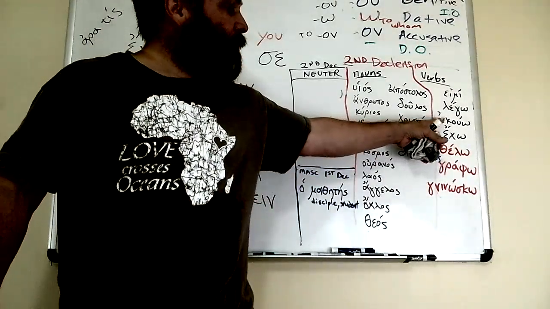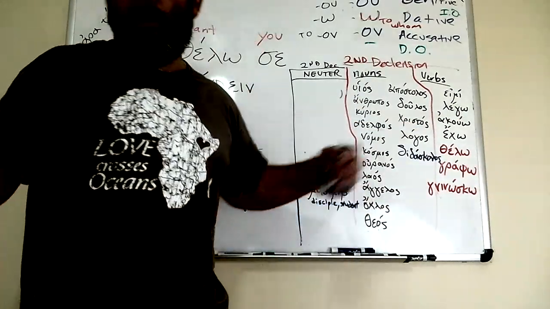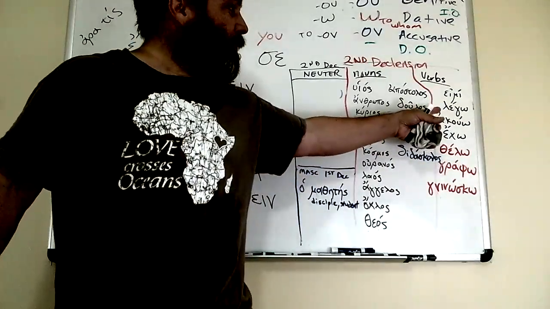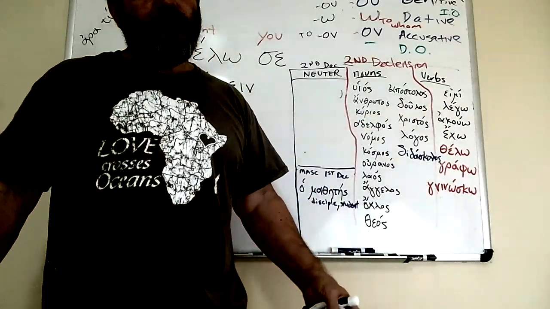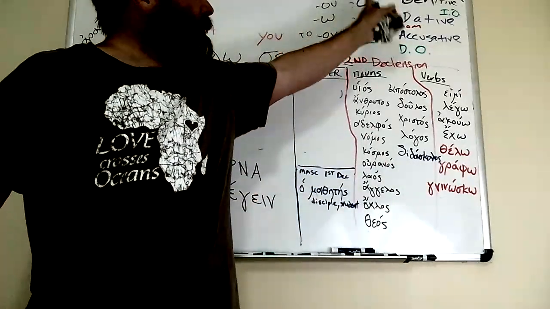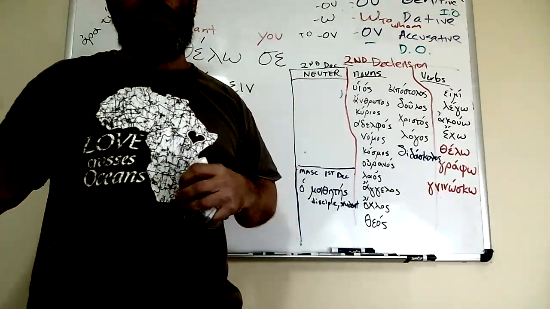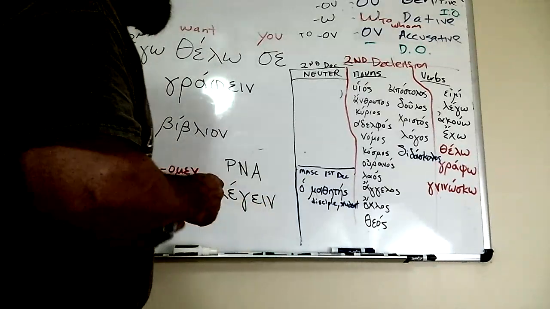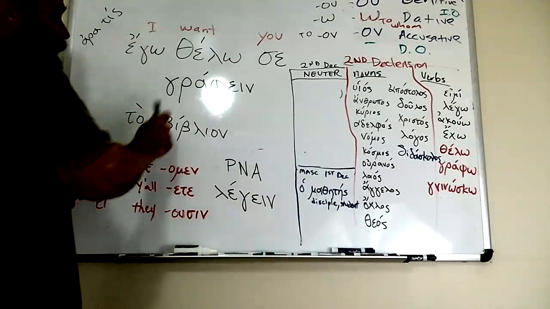Akuein. I want you to hear ton anthropon, the man. Ego thelo se legein. We'll look at the plural for this declension today, and then you'll be able to say, instead of just the word, the words. You'll be able to say the words. So, ego thelo se graphein to biblion.